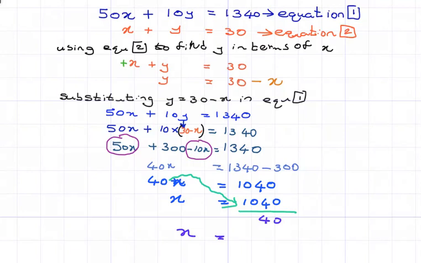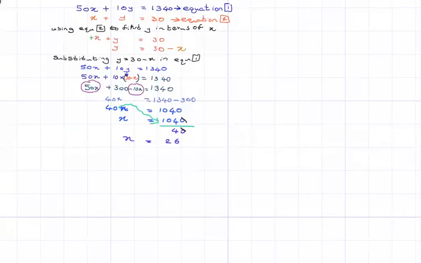So what can we do? We can cancel the zeros. So this zero cancelled. 104 divided by 4. What would that be? That's going to be 26. So now we have found out x's value. So now we got to find out y's value.